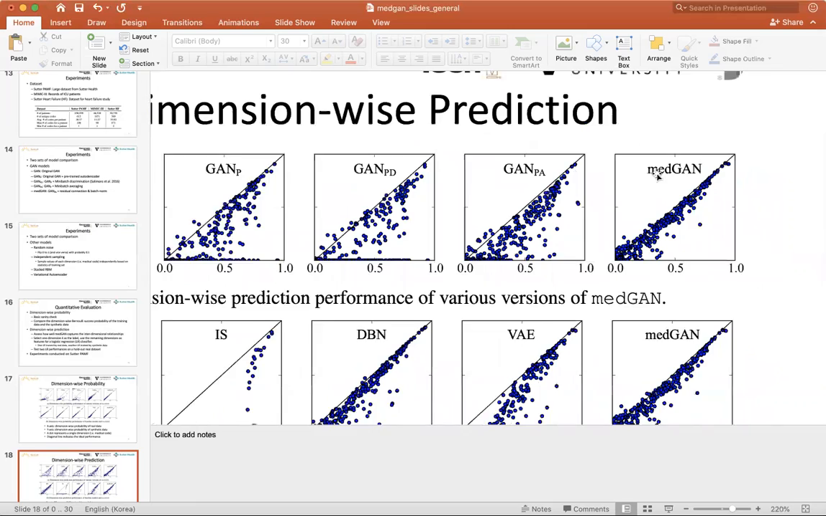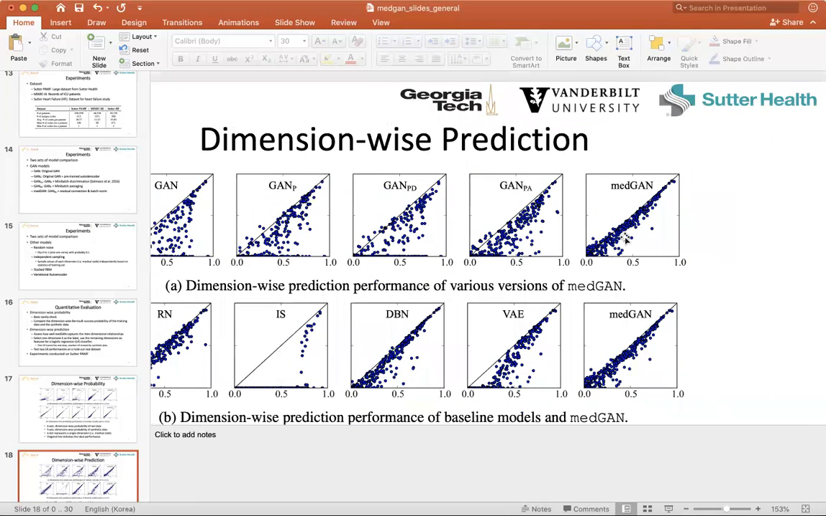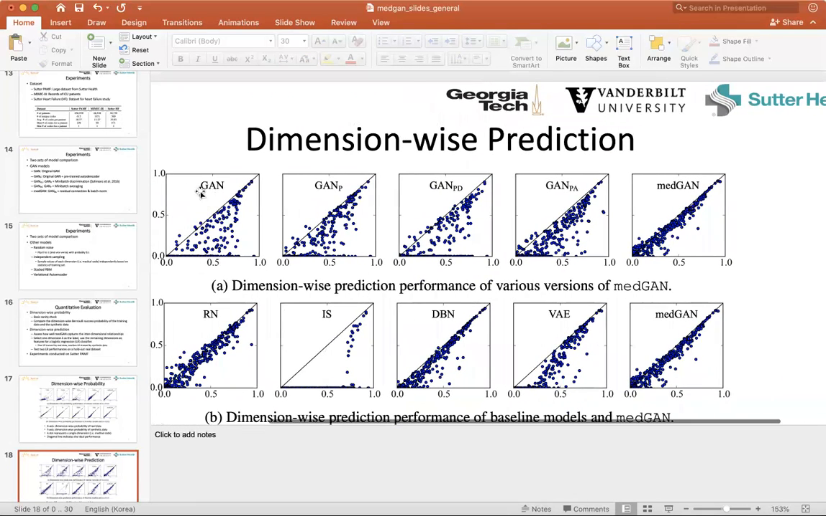So it's way better than before. We started from here, and then we arrived at here. So comparing the two, it's a dramatic change. A lot of dots are moving along the diagonal lines.